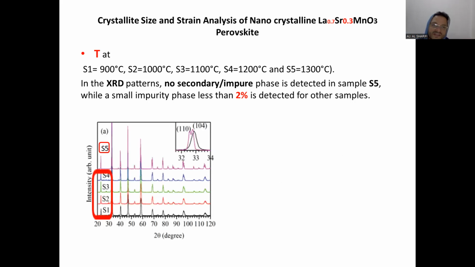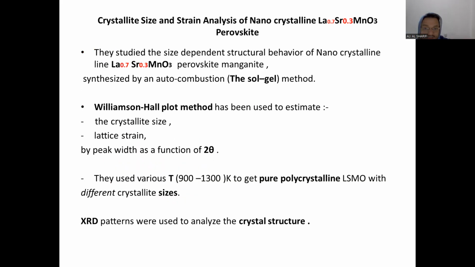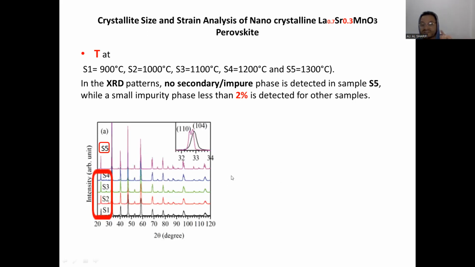Now, like I said, different temperatures started from 900 Celsius. Sorry, not Kelvin, Celsius. I made a mistake here. It's not Kelvin, it's Celsius. It's a huge difference. Started from 900 Celsius, finished at 1300. What we have in this plot is X-ray diffraction.